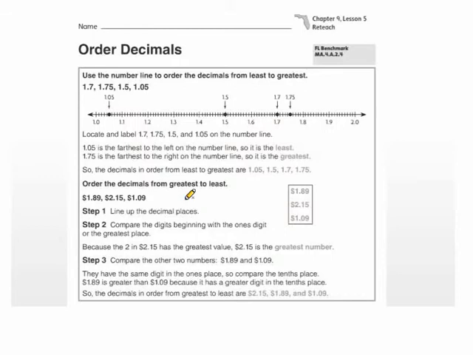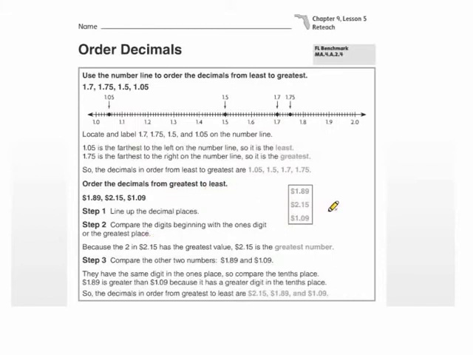Okay, ordering the decimals from greatest to least, what you need to do, these are the numbers that they're giving us: $1.89, $2.15, and $1.09. So we're going to line up the decimal places first. Okay, so we have all the ones in the ones place, all the tenths in the tenths place, all the hundredths in the hundredths place. We're going to compare the digits beginning with the ones digit, or the greatest place, because we know greatest to least.